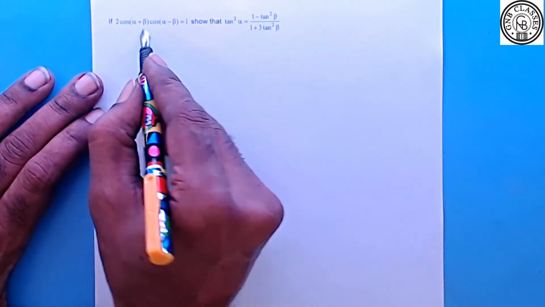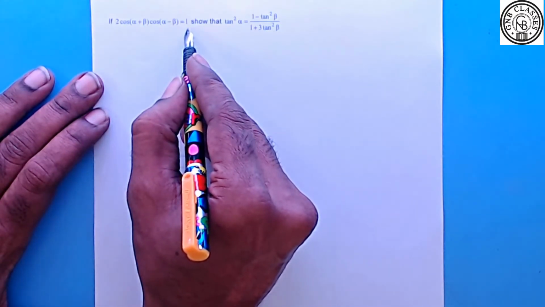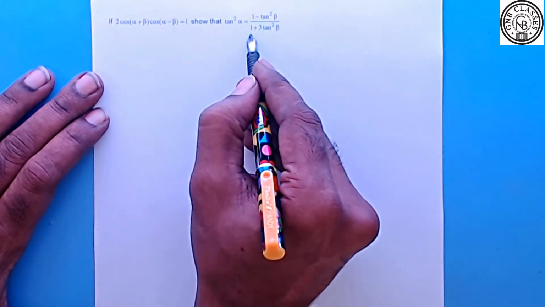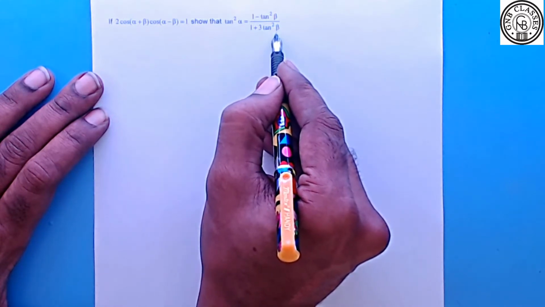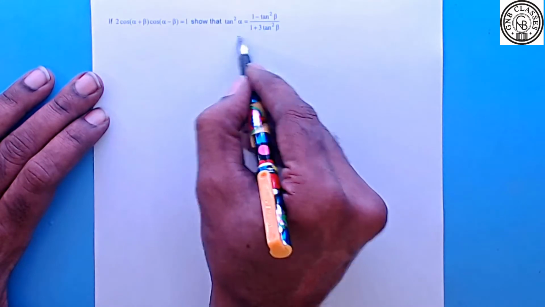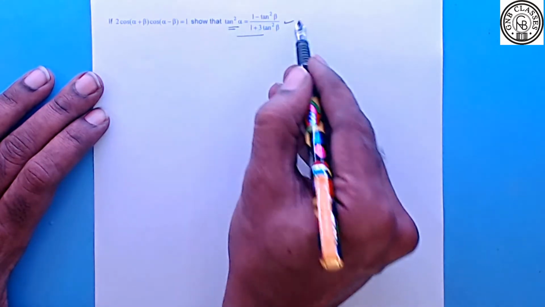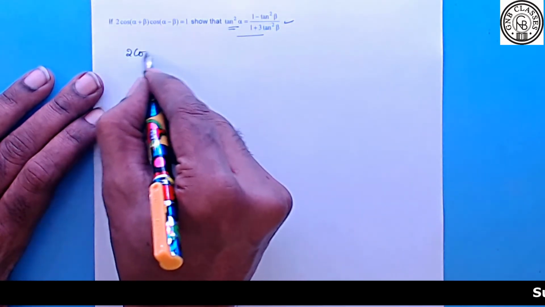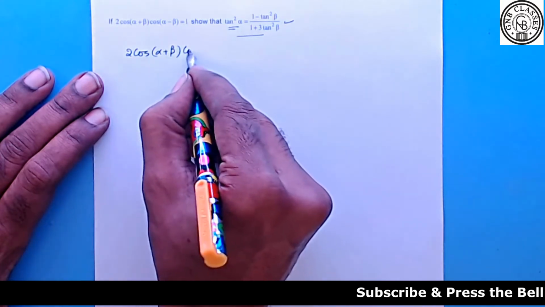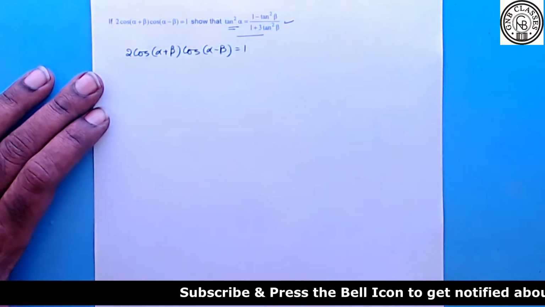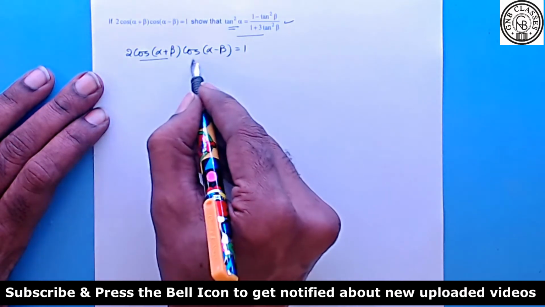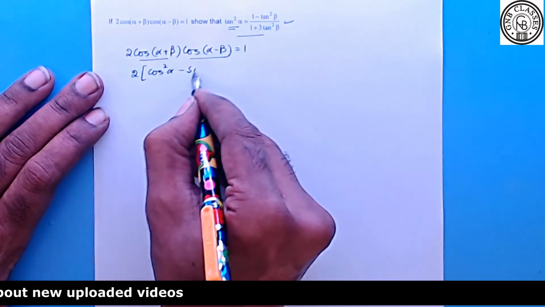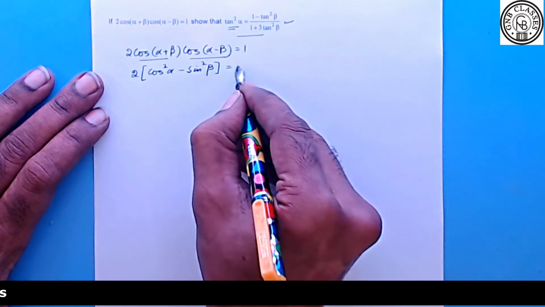If 2 cos(alpha plus beta) cos(alpha minus beta) is 1, show that tan square alpha is (1 minus tan square beta) by (1 plus 3 tan square beta). Okay, so we can see that in the proof part, in the left hand side there is alpha and in the right hand side there is beta. So we have been given 2 cos(alpha plus beta) cos(alpha minus beta) is 1. We know the formula of cos(A plus B) into cos(A minus B), which gives us cos square alpha minus sin square beta, which is equal to 1.